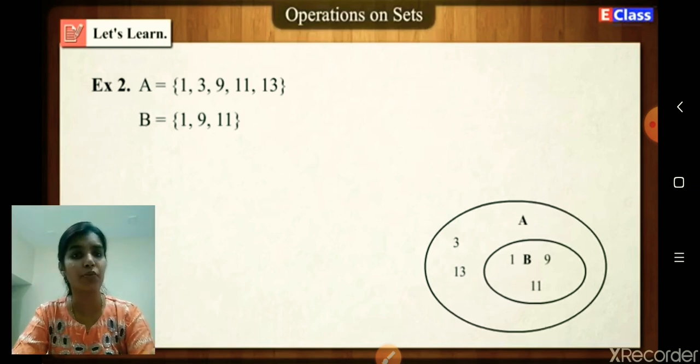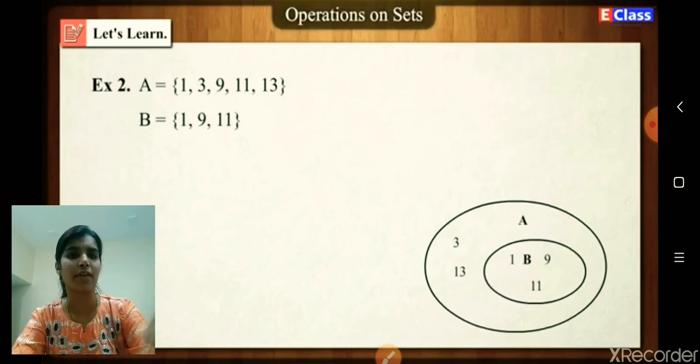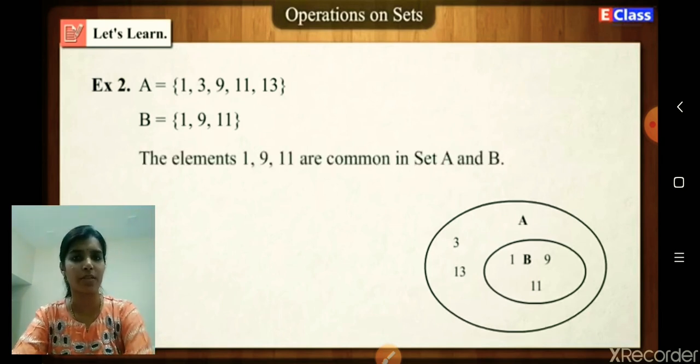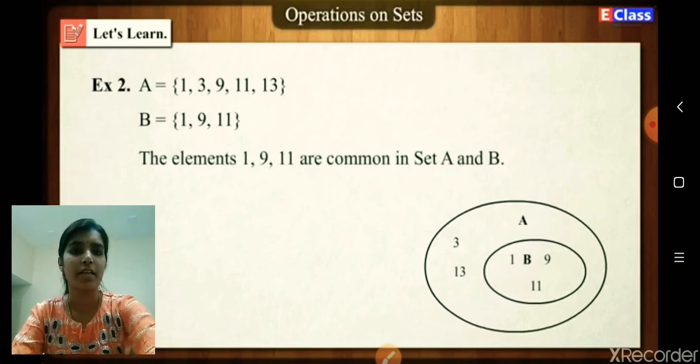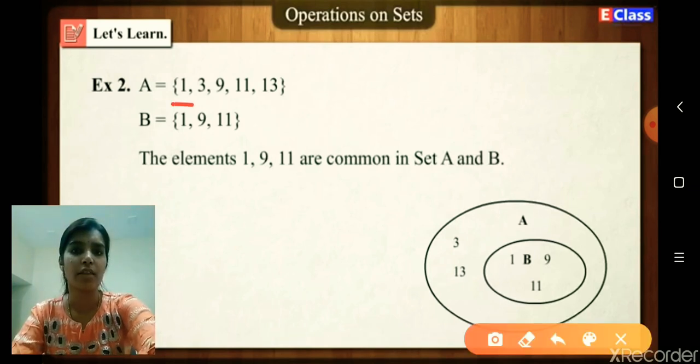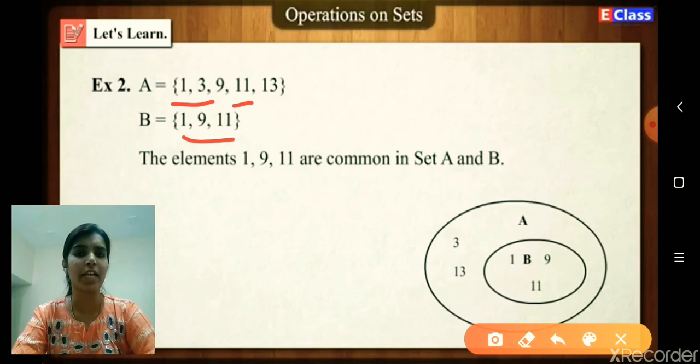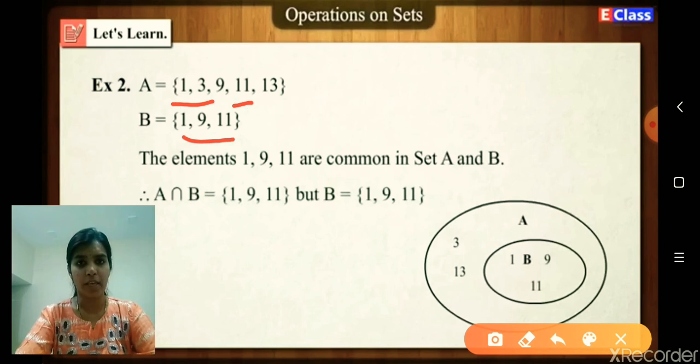Now we have to check the intersection of these two sets. These two sets are not intersecting sets as in the previous example. Which elements are common in these two sets? 1, 9, 11. So we can write that the elements 1, 9, 11 are common in set A and set B. Therefore intersection of sets A and B is equal to {1, 9, 11}. But set B is also equal to {1, 9, 11}.